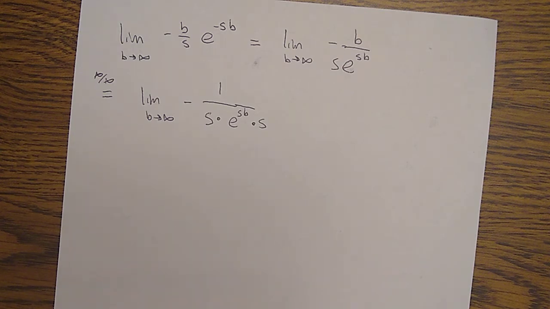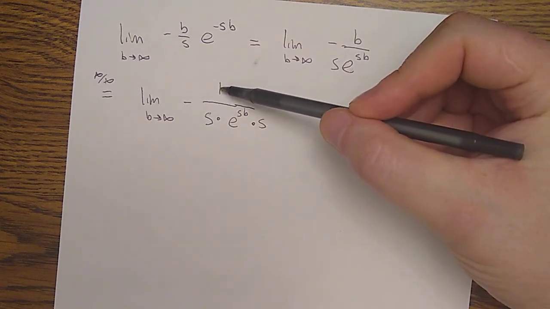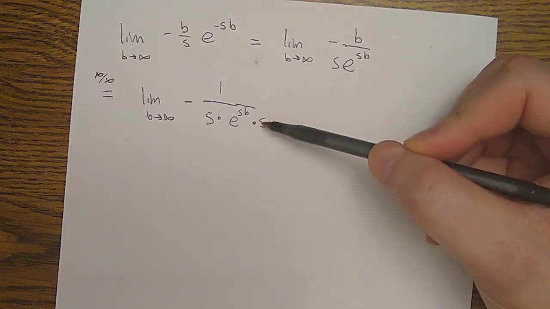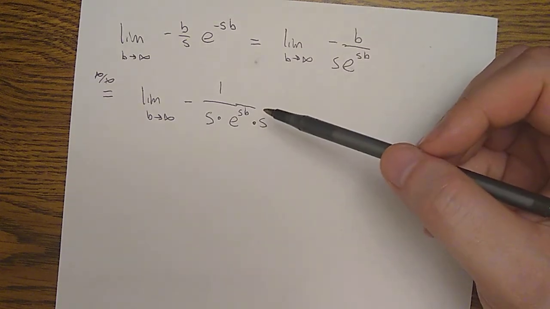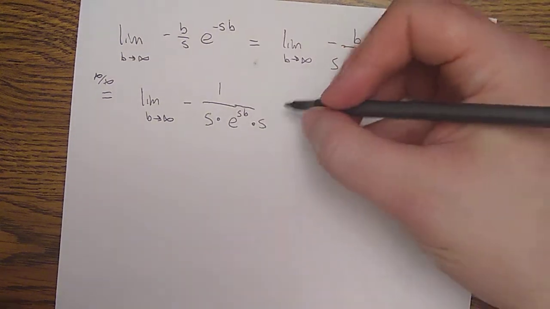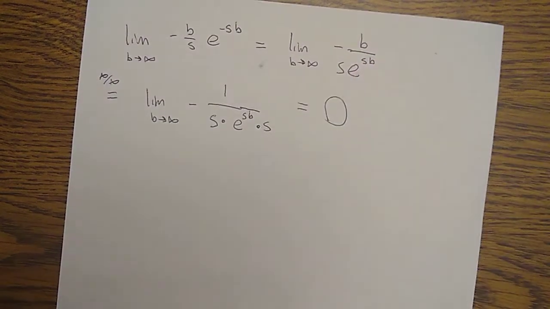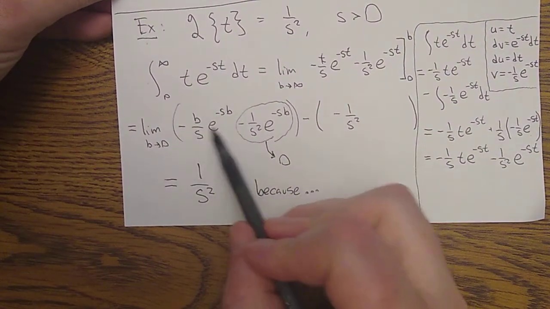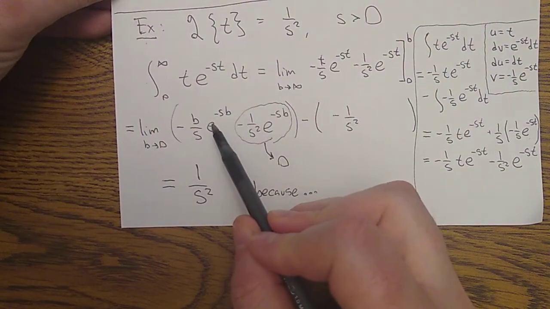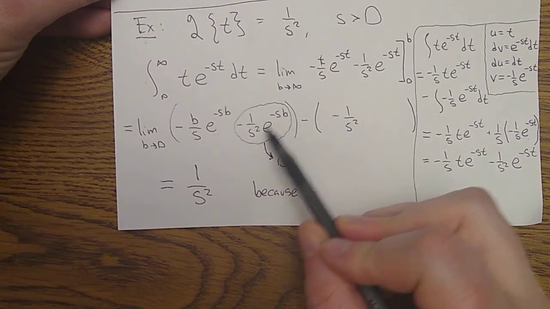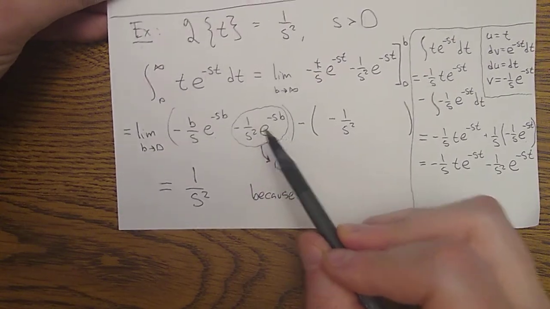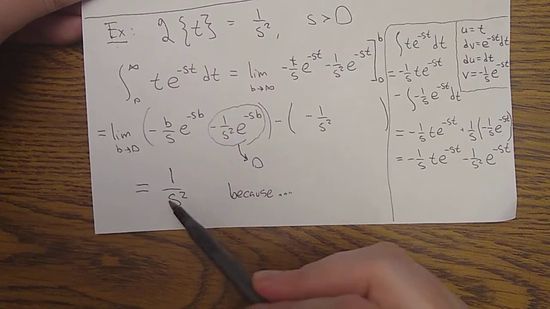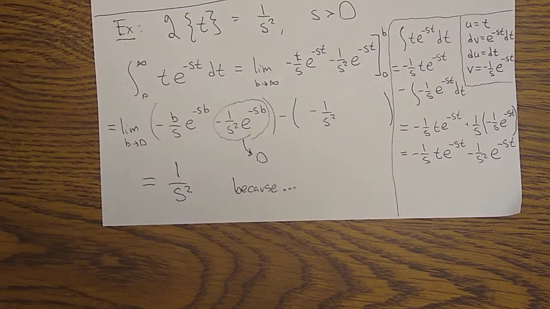Right? And now I just look at what I have. The top is no longer going to infinity. The top is just 1. However, the bottom is going to infinity still. So I've got 1 over infinity. This limit is 0, just like we said it was going to be. So we do get this answer after all, because we found that this part went to 0 just now. We already knew that that part went to 0. That was easier to see. So all that's left over is this. And that's what we got.